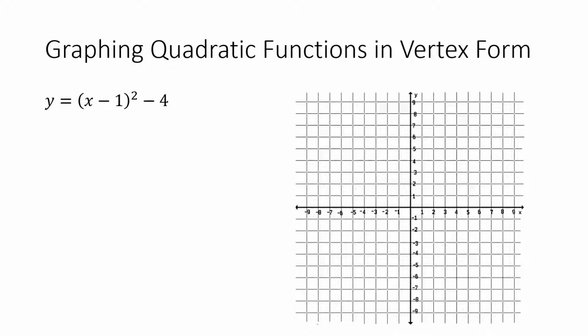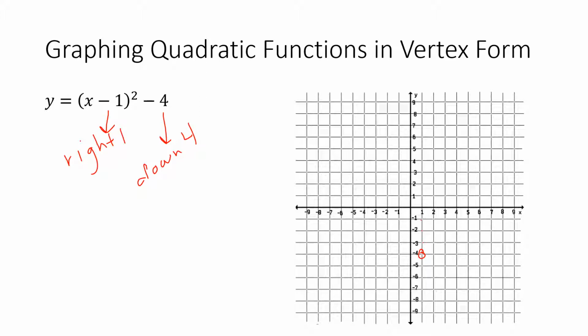Okay, hopefully you've tried this one on your own. Let's check your work. So x minus 1 shifts your graph to the right 1. The minus 4 shifts your graph down 4. That's going to be our vertex. So from the origin, I'm going to go to the right 1 and down 4. 1, 2, 3, 4. That's where I start.